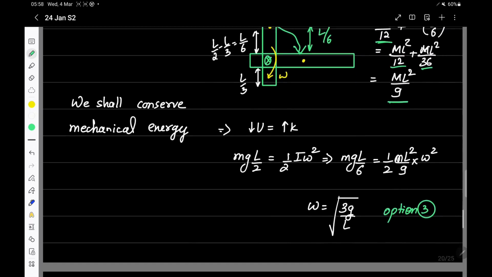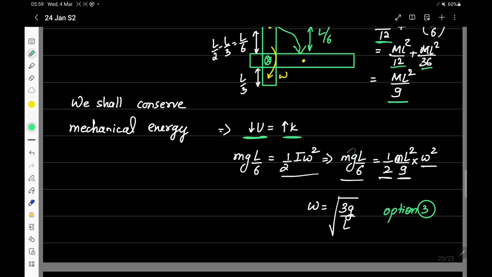Now we shall apply conservation of mechanical energy. The decrease in potential energy of the rod should be equal to the increase in its kinetic energy. The decrease in potential energy of the rod is mg L by 6 because the height of the center of mass is reduced by L by 6, right? This should be equal to half I omega square, which is the kinetic energy gained by the rod. So mg L by 6 equals half times mL square by 9 into omega square.